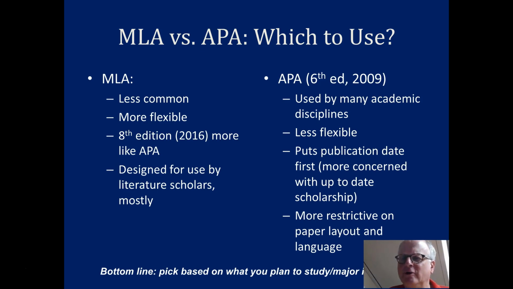So that may be the more useful choice for you. There are templates for both in Word and Google Docs that may help you set up the papers. One of the things that's different about APA is they put a publication date first, and their concern is with the most up-to-date scholarship possible on a given topic. So you'll see, Smith and Smith 2016, and that's because they want to indicate that they found the most up-to-date sources that they can.